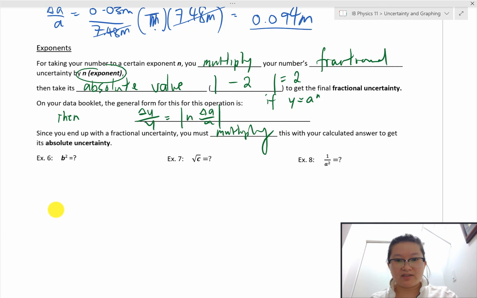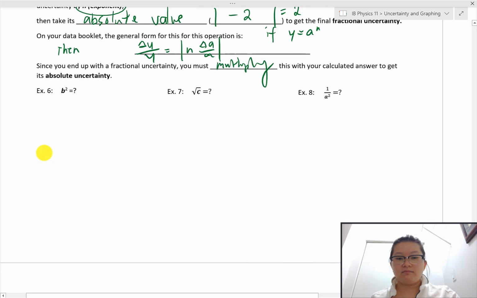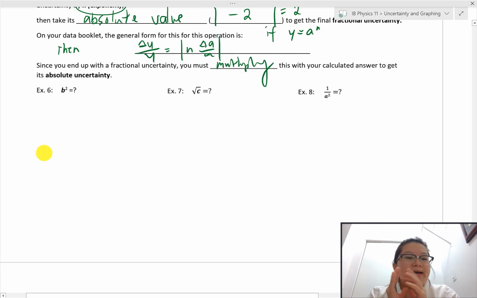Okay, so here we have some examples. I think B is easy. Example 6 is easier to do, so maybe I will do 7 and 8 together with you, and then I will give you a chance to do example 6 by yourself. Example 6 shouldn't be too bad.